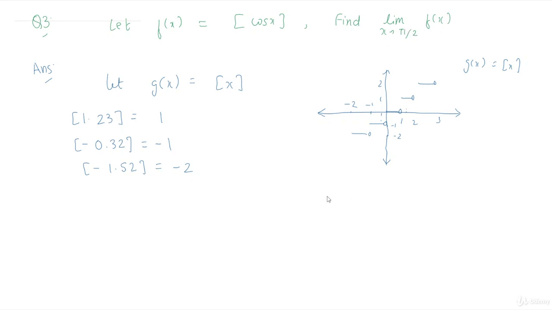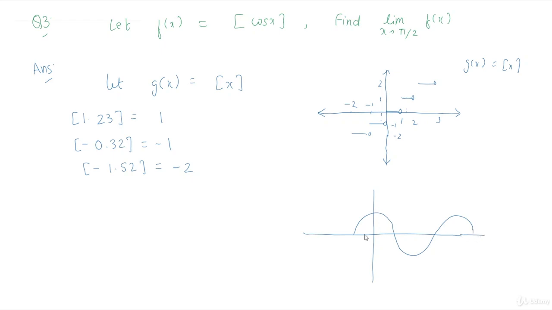So let us try to first draw the graph of f(x) = cos x. First I will draw the graph of cos x. So cos x is plotted something like this.